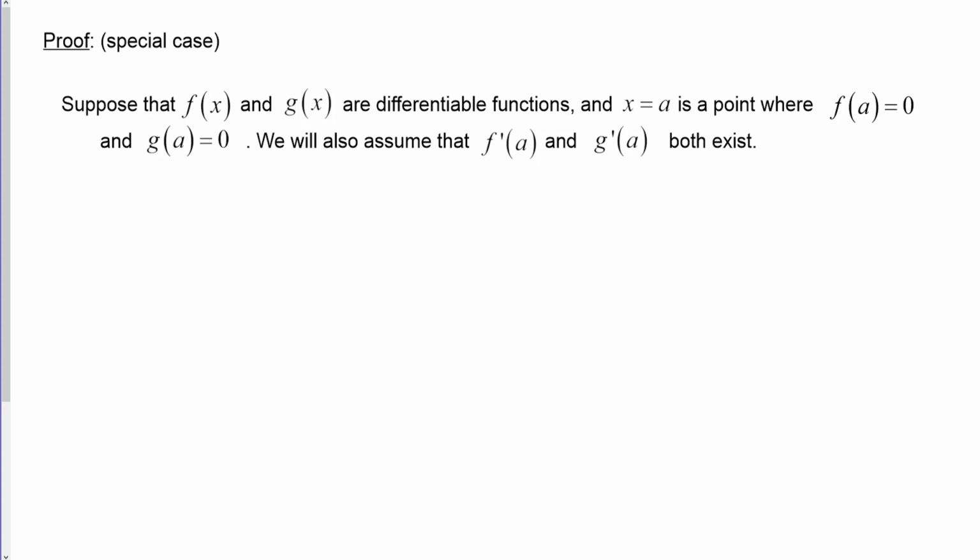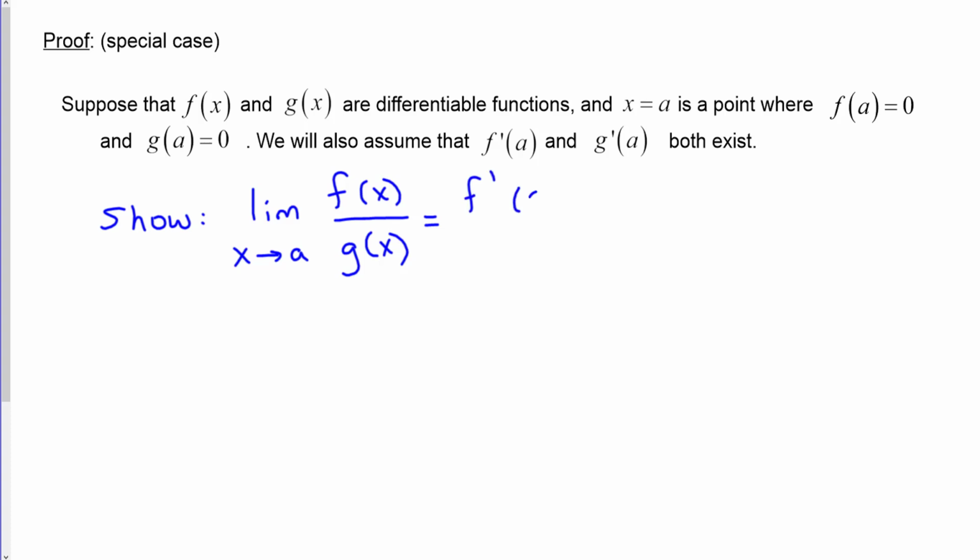Now, what we want to show here is that the limit as x approaches a of f of x over g of x is equal to f prime evaluated at a divided by g prime evaluated at a.